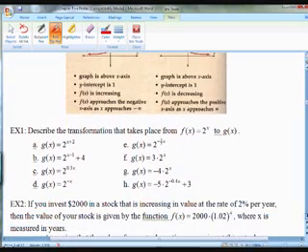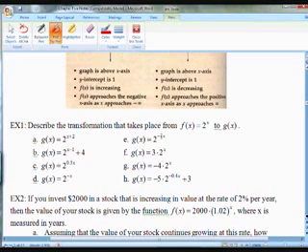Let's go back and review your transformations, because that's the first thing we're going to start out with. Describe the transformation that takes place from f of x equals 2 to the x power to these functions. Notice again, if something's happening directly to the x, it's happening horizontally. If it's happening to the entire function, it's happening vertically. So on part a, you're going from 2 to the x power to this. So you've got a plus 2 tacked onto your x. Do you remember what that's going to do? It's going to move it to the left 2. It does the opposite. Plus 2 is going to move it left 2.